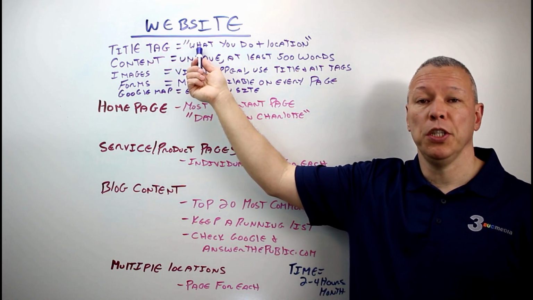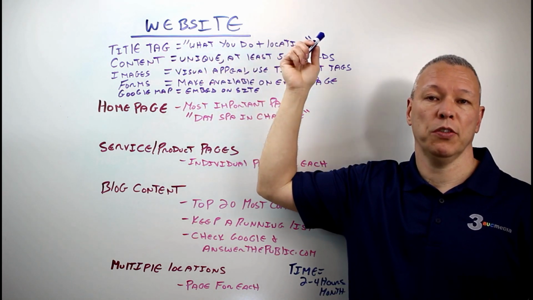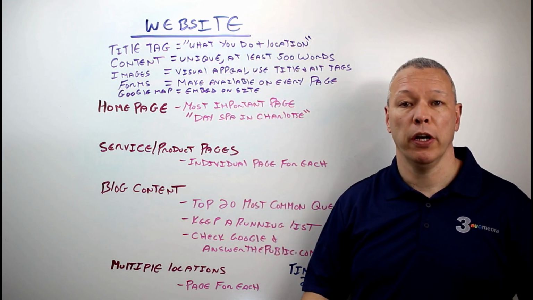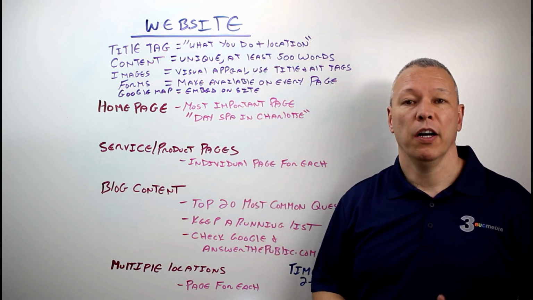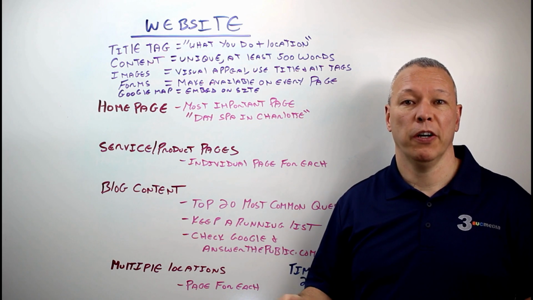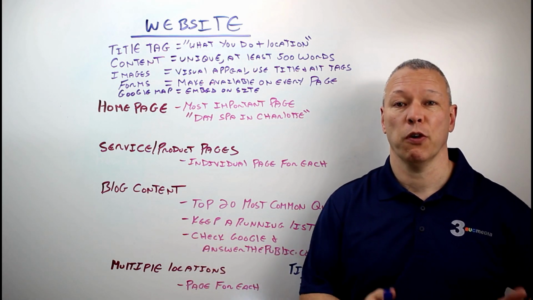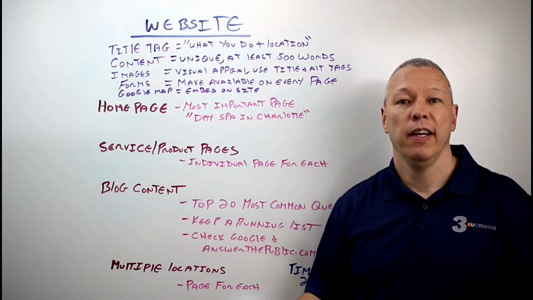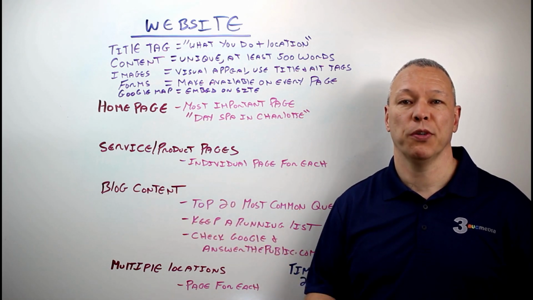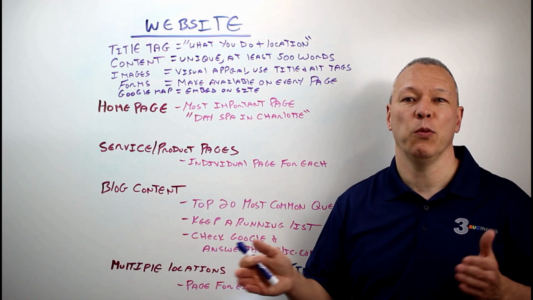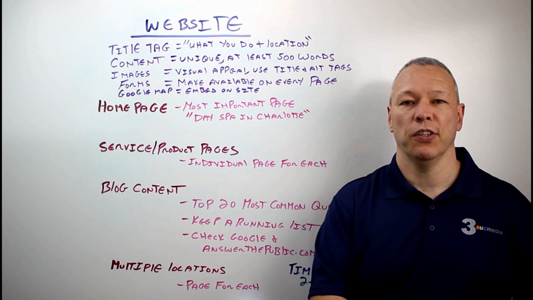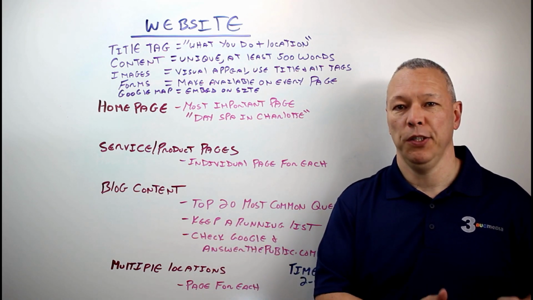A good formula to use is what you do plus location. So if you're a criminal lawyer in Denver, Colorado, a good title tag would be criminal lawyer in Denver, Colorado. Very descriptive. So if somebody's searching for criminal lawyers and they're located in Denver, Colorado, it makes it super easy for Google to understand what that page is about and to serve that page to that user.